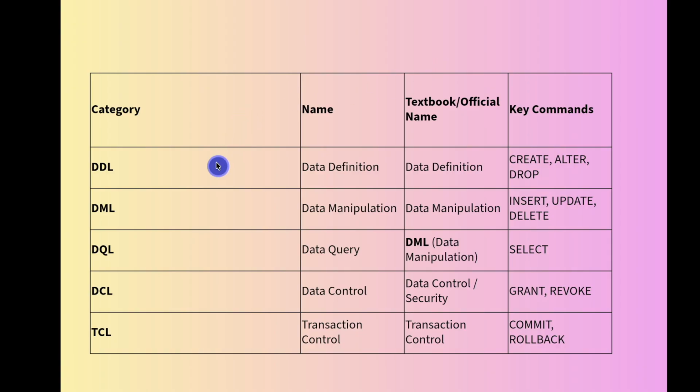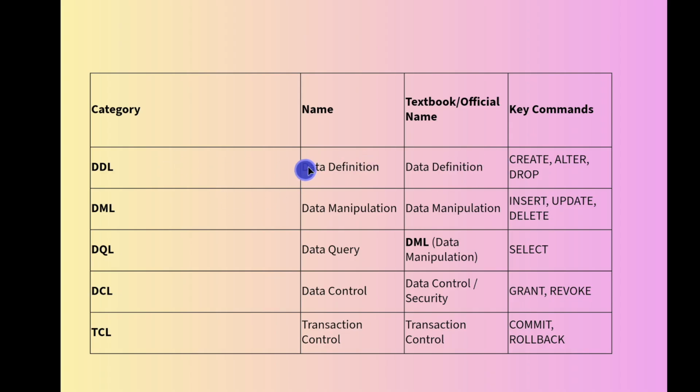So we have 5 categories. One is DDL, and what is DDL? It's data definition language. We have DML, data manipulation language. We have DQL, which is data query language. We have DCL, which is also known as data control language, and then TCL, transaction control language. Now let's understand what these things are. Today's focus is DML, but let me try to explain what and where we use these.